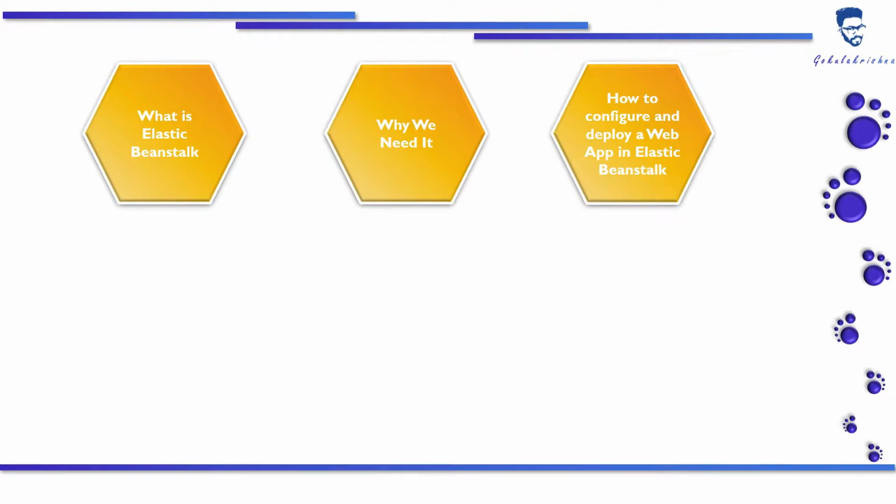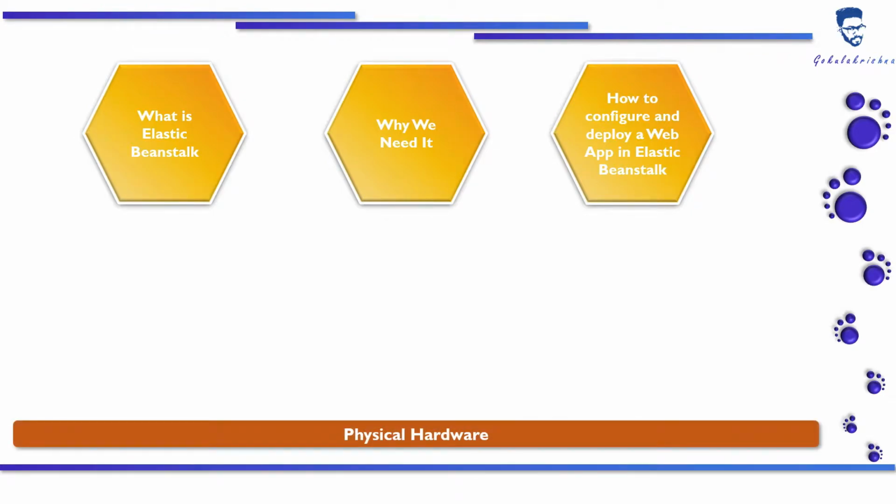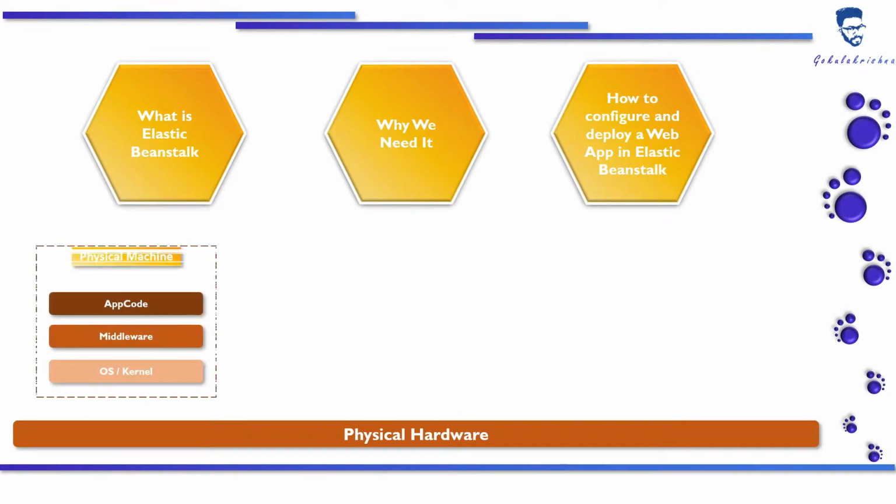Before going to know what Elastic Beanstalk is, we should know why we need it. You know that there are different methods to run a web application in AWS. Let us see the major methods. First one is AWS EC2 dedicated host. We need a physical hardware to run any kind of application, right? This physical hardware is managed by AWS. Our part is we need to install the operating system and middleware environment to run our web app code. This is the traditional method and we have been using it for a long time.